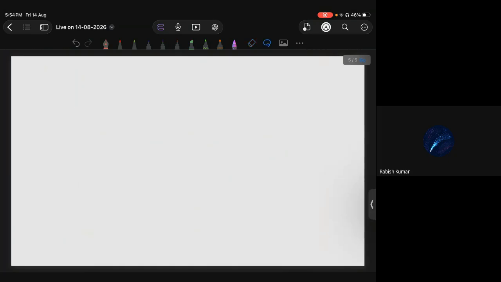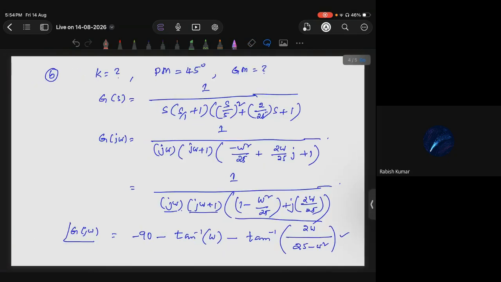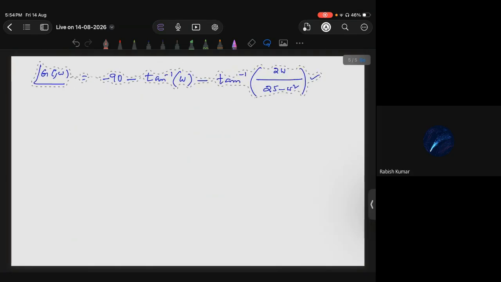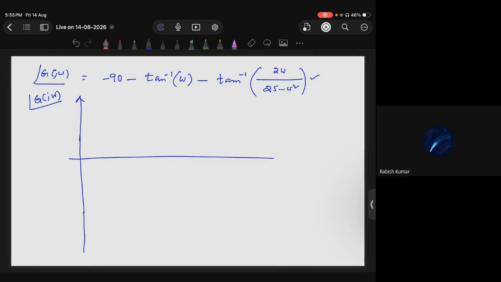Let me copy this. Now plot the phase plot of the Bode plot, so that is angle G of j omega. Again here we have omega. Let us say an approximate plot.